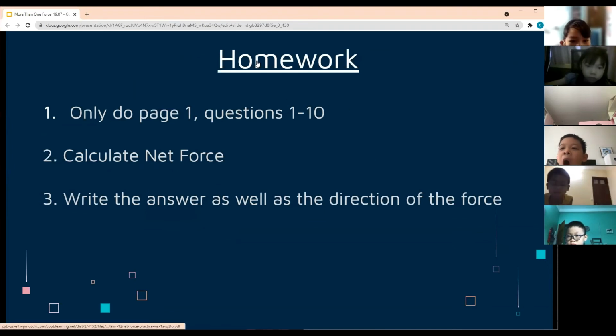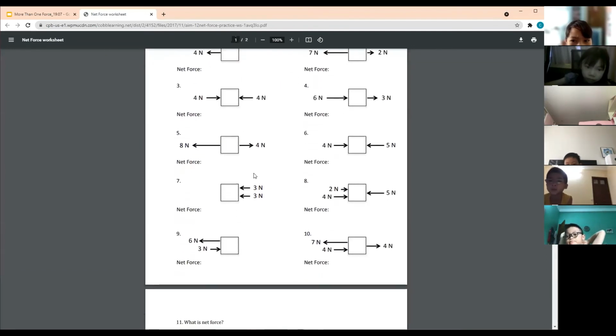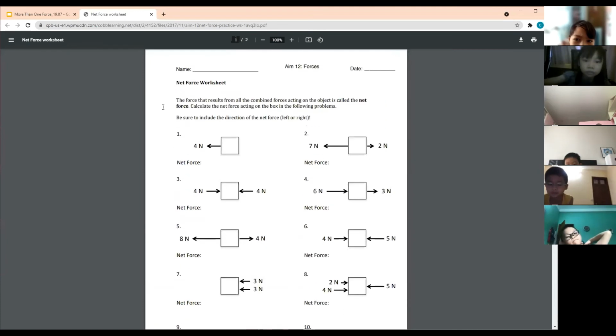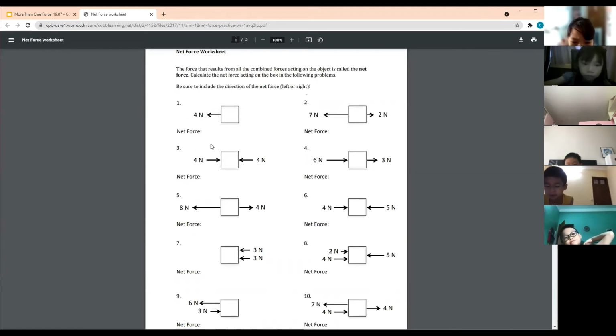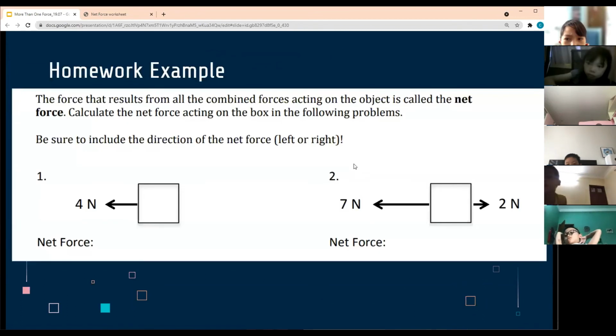Okay. Let me show you your homework. Let me click on it real quick. We can look at it. No worries. If you have any questions, we have time to explain them now. Your homework is to finish 1 through 10 of this worksheet. The first thing, calculate the net force, and I want you to write the answer as well as the direction. So let's look at examples.